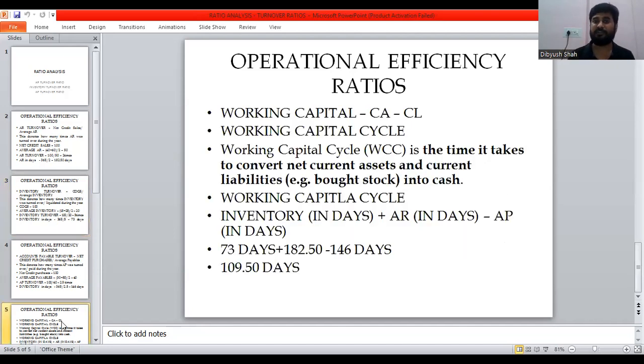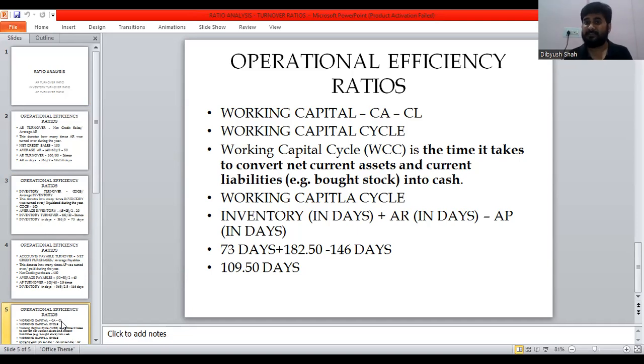What is the effect of all these ratios? This one, guys. Remember, I taught you working capital and I told you this remains the fundamental of all the ratios. As I told you in your introduction session, working capital is current assets minus current liabilities. Today, I will teach you a new term, working capital cycle. What is the working capital cycle? The definition, and I quote: the working capital cycle is the time it takes to convert net current assets and current liabilities into cash, quote ends.